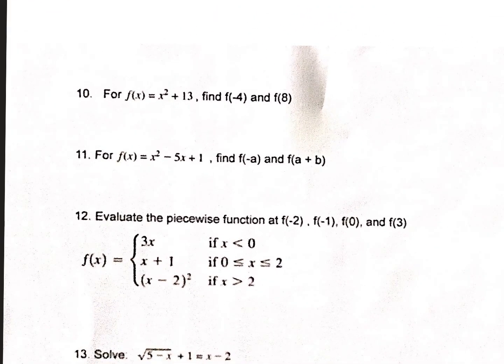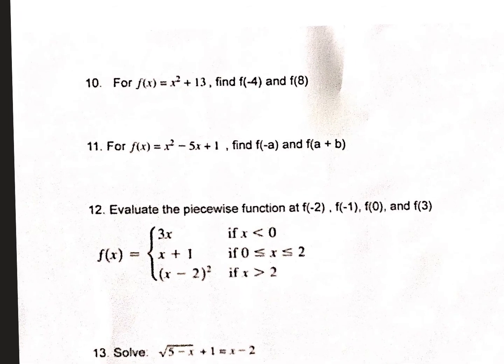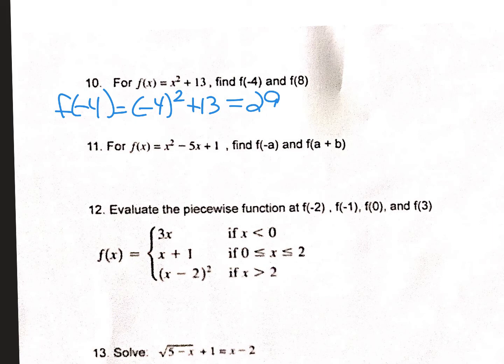Number 10. 10 says, for that function, find f of -4 and f of 8. So 2 answers here. To find f of -4, I'm just going to plug in the -4. Now be careful when you do this. When you plug in a -4 to the x, the whole thing is squared, the negative and the 4. If you use your calculator, you're going to get the wrong answer if you don't punch it in that way, because it will not square the negative unless the negative is inside the parentheses. And that's going to be 29 when you work that out.